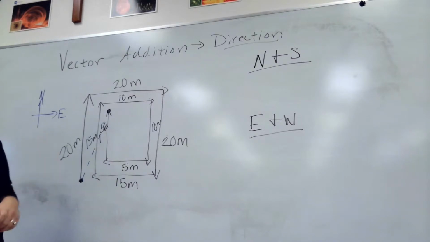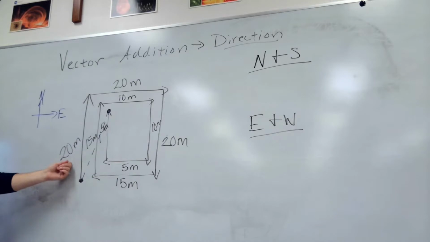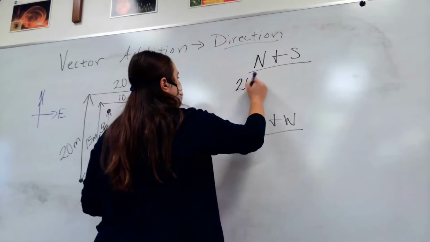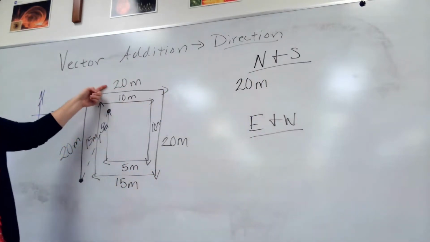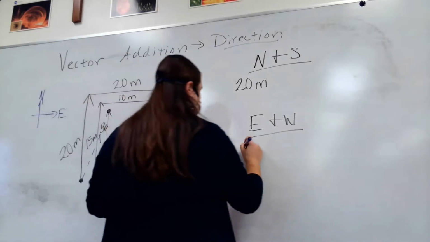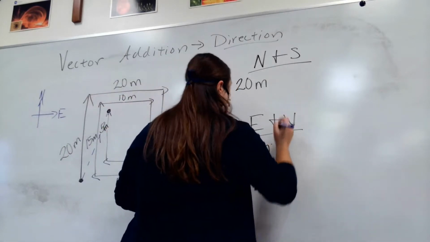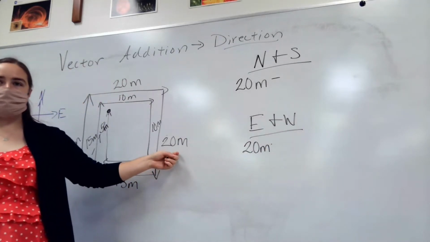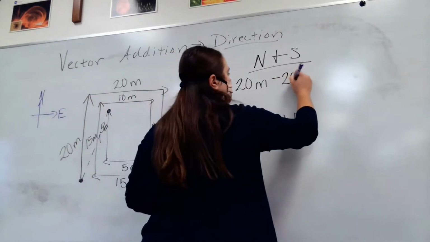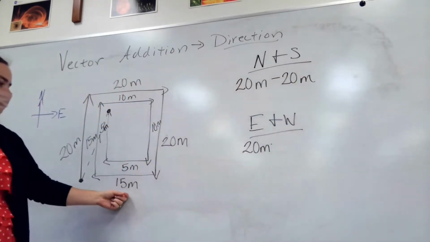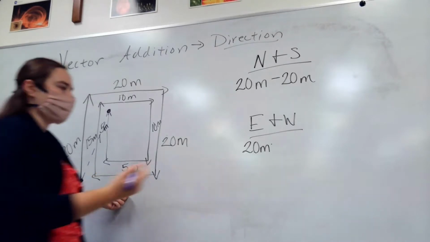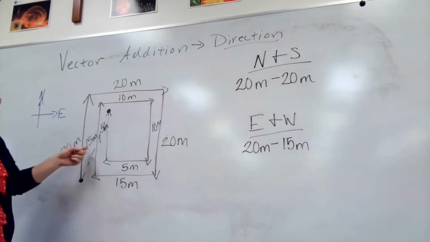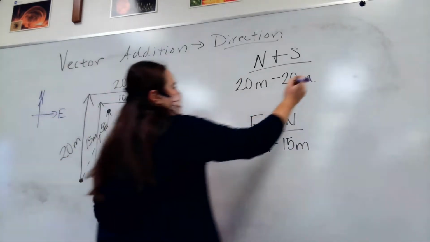Sound good? All right, so if we call north and east positive, our first 20 meters is going north, so it's going to be positive. We've got 20 meters here. Our next vector is 20 meters east, so that's positive. And then our next vector is 20 meters south, right? So that's going to be negative. Our next one is 15 meters west. That's once again negative. Then we have 15 meters north, so that's going to be positive.